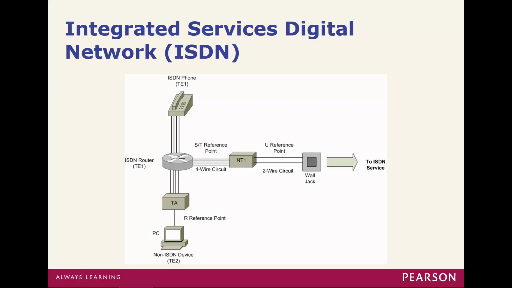So our ISDN phone lines would connect to an ISDN router, and they would then connect to multiple wired connections. And then from there, it might be scaled down to 2 wired connections to a wall jack. And then from there, using an ISDN modem, sent out to an ISDN service provider.